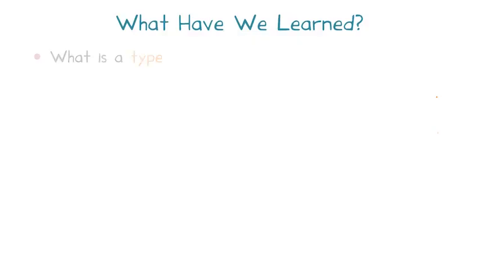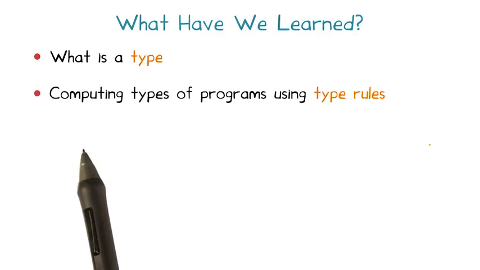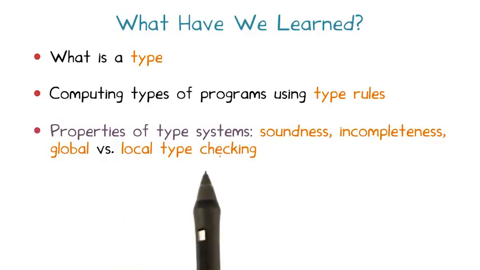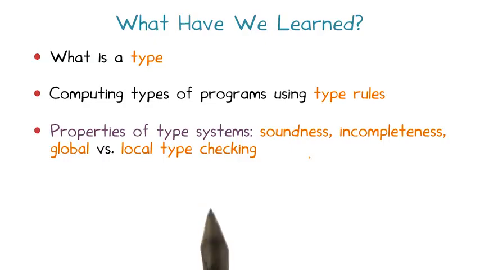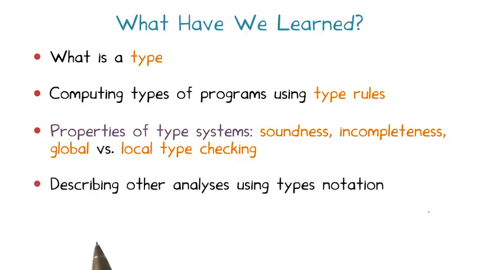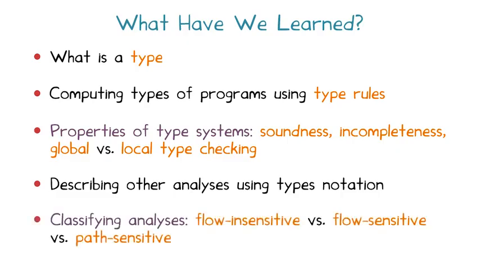In this lesson, we have learned what a type is, an abstract value consisting of a set of concrete values having that type; how to compute the types of programs using derivations from type rules; the properties of type systems: soundness, that is, guaranteeing no false negatives; incompleteness, that is, the occurrence of false positives; and global versus local type checking. We also learned how to describe other kinds of static analyses using the notation of type systems, and the strengths and costs of flow-insensitive, flow-sensitive, and path-sensitive analyses.